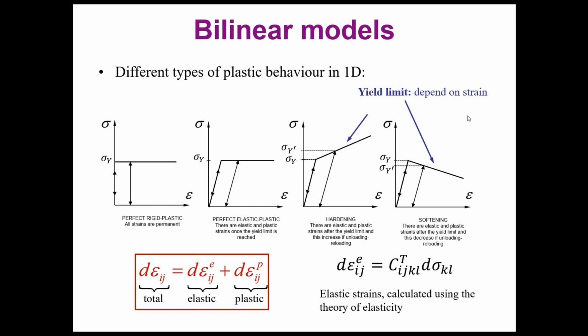Okay, so in this third part, we are going to recap a little bit. We have studied the concept of the yield surface, and I have here on the screen again the 4 bilinear models I had presented before. So we have the perfect rigid plastic model, the perfect elastic plastic model, the bilinear with hardening, and the bilinear with softening model. We have generalized some of the concepts of these unidimensional models to the 3-dimensional space.